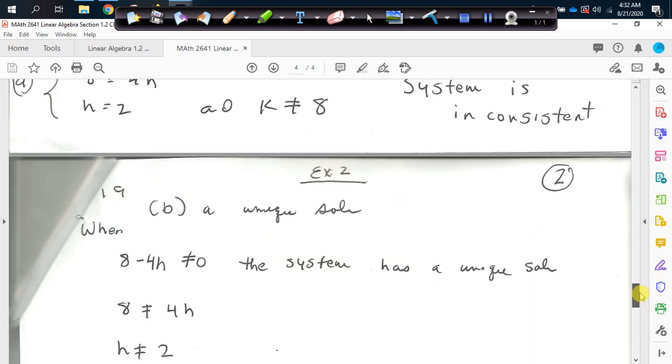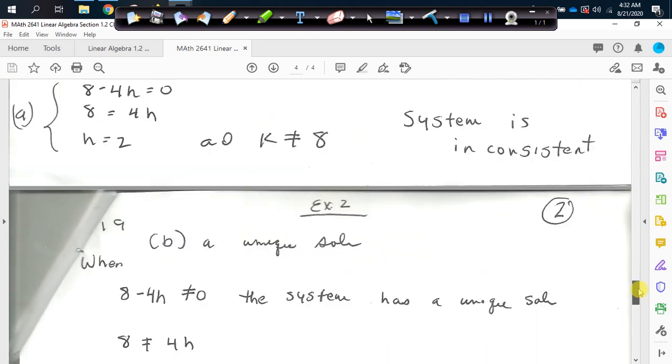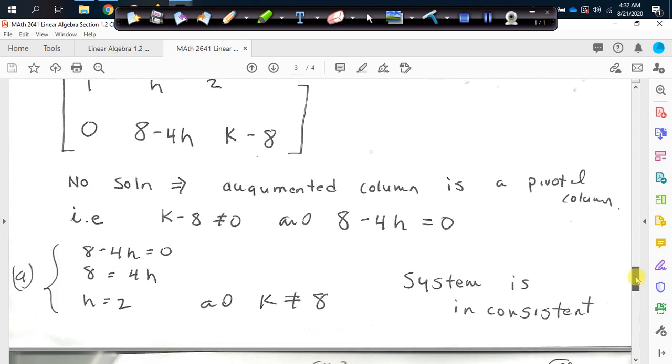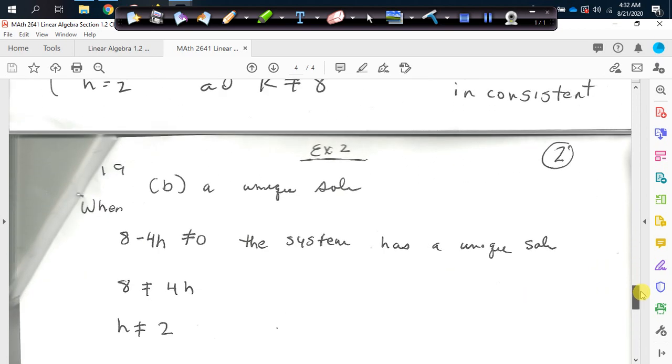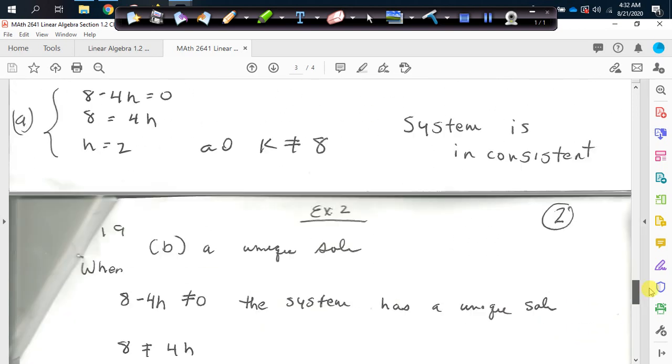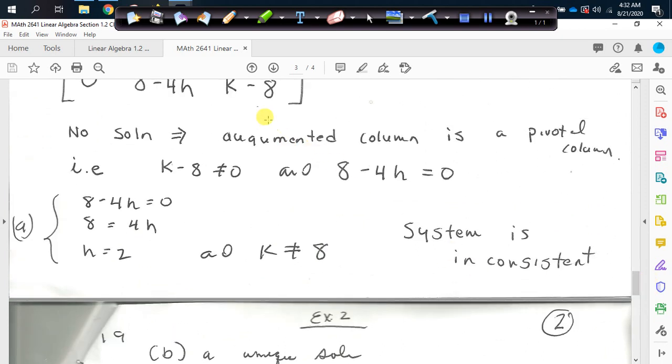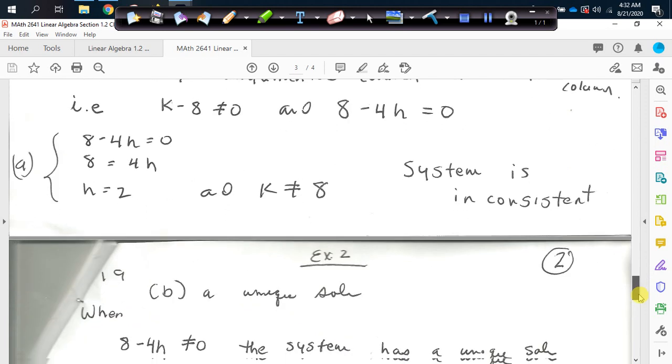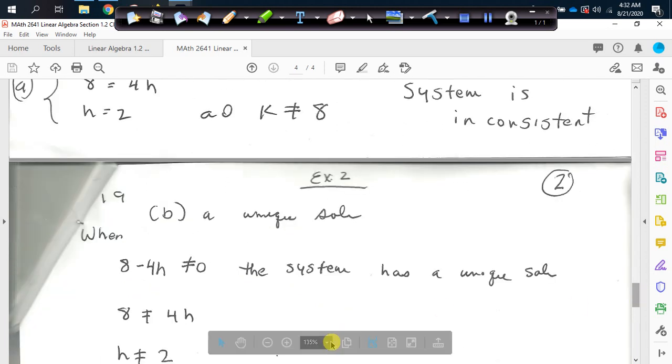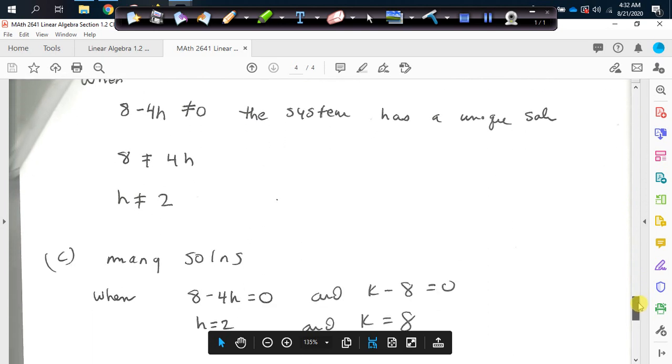Okay, now a unique solution. To have a unique solution, this is not 0. So we just want 8 minus 4h to not be 0. This could be 0, it doesn't matter, but this is not 0. So 8 doesn't equal 4h, or h doesn't equal 2.